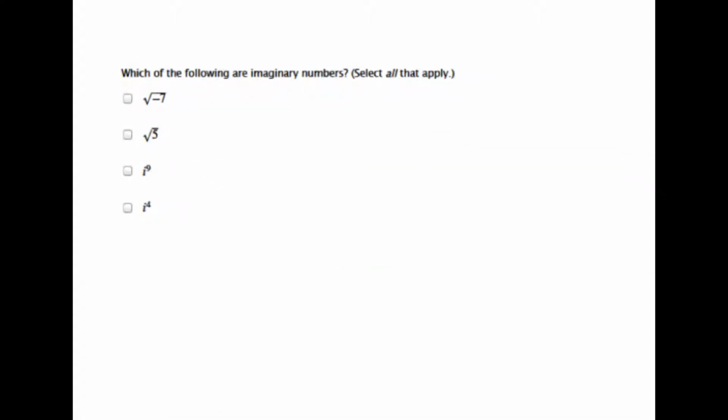Which of the following are imaginary numbers? Imaginary numbers involve i. Well, this is definitely imaginary. It would be i square root 7. Square root 5, no. 9, the way we did that was we divided it by 4. And when you got a remainder, you would have a remainder of 1. So i to the first power is still i. So yes, this is imaginary. Then this one, when you divide it by 4, you get a remainder of 0. i to the 0 is 1, so it's not imaginary. You should only have these two selected.